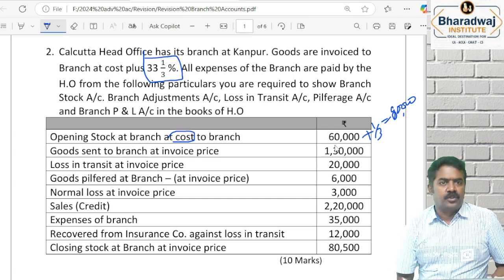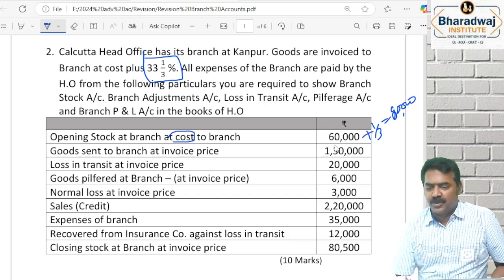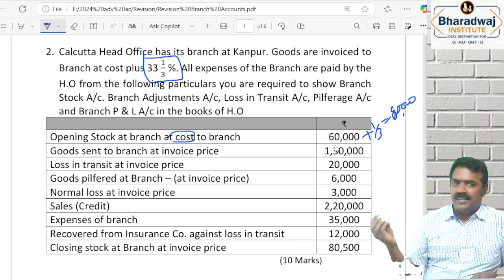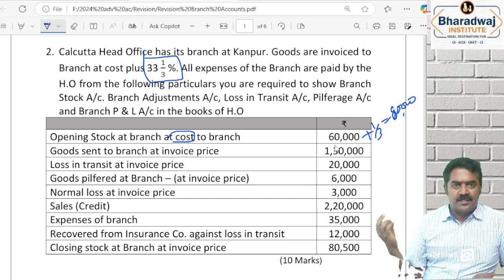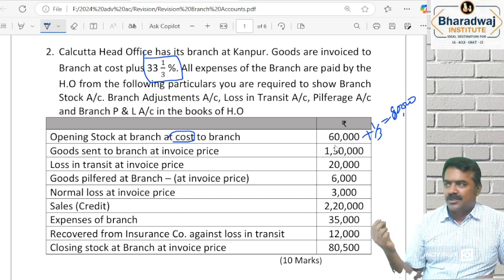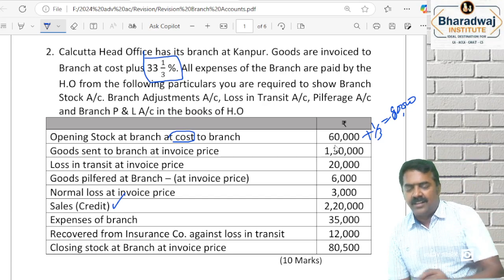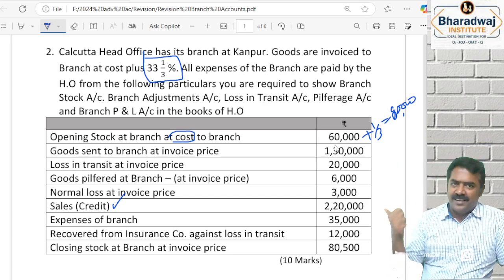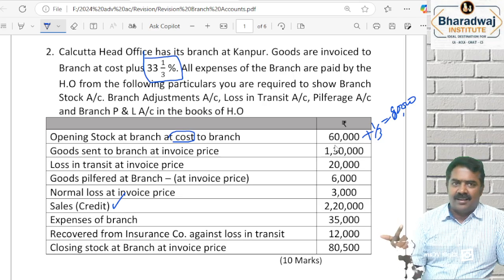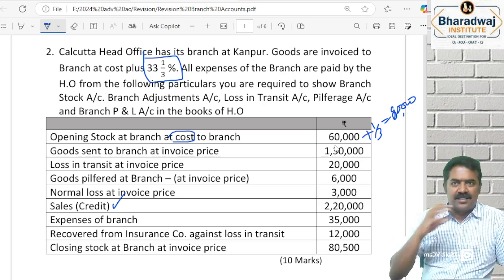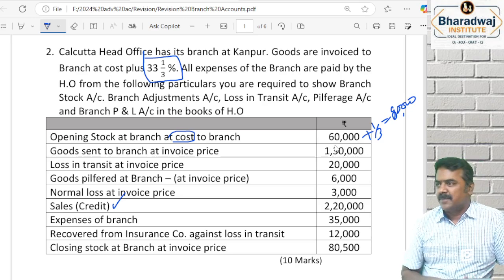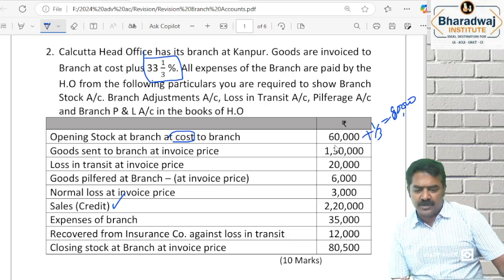What is missing? Debtors opening and closing balance is missing. So what to do? Since bad debts, sales returns, discount received, nothing is given, we can assume that all credit sales is collected. So opening debtors is not there, closing debtors is not there, bad debts, discount allowed, sales returns, nothing is given, which means whatever is sold is collected. Like that, we have to proceed.